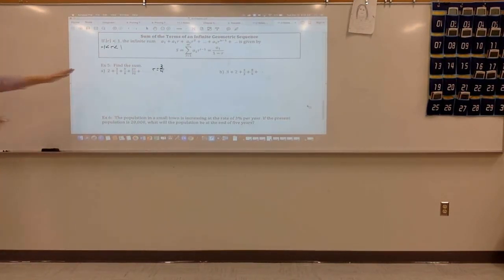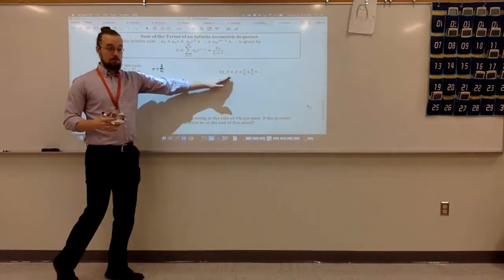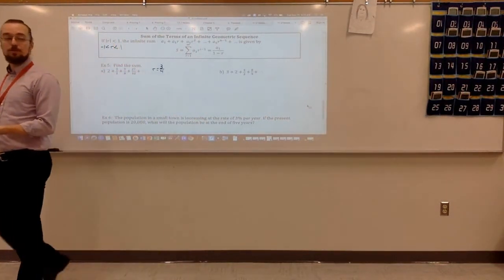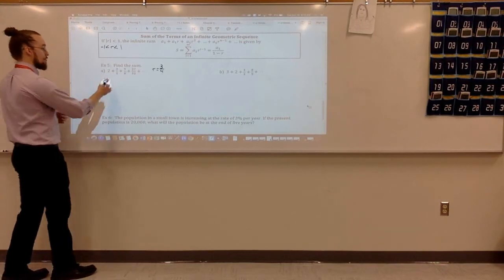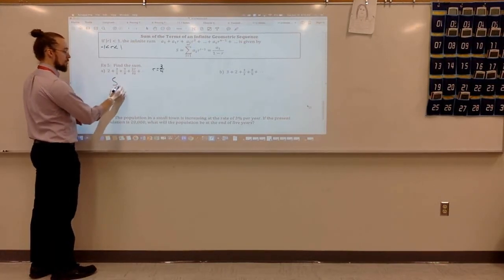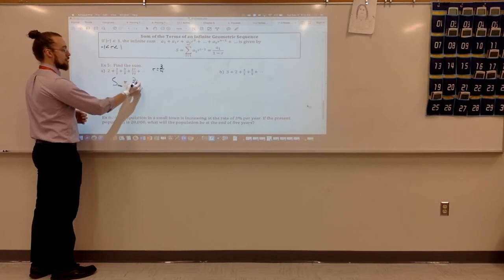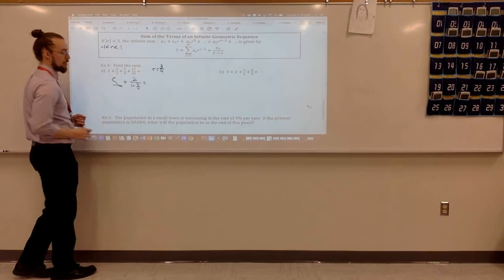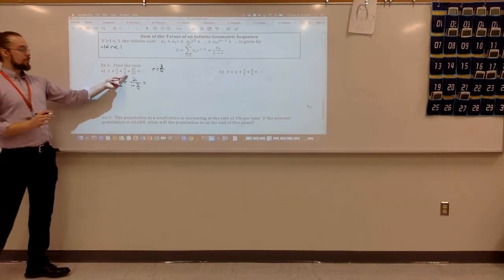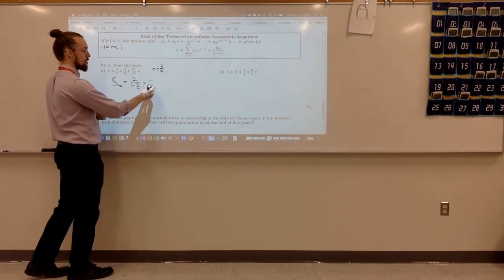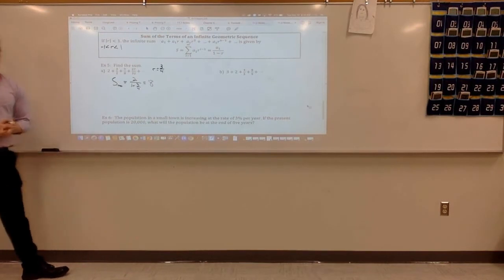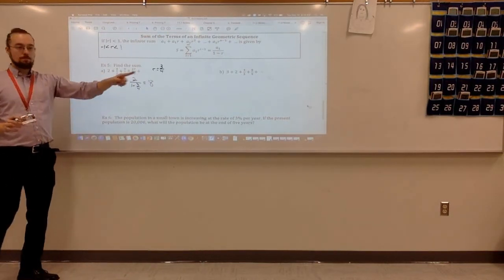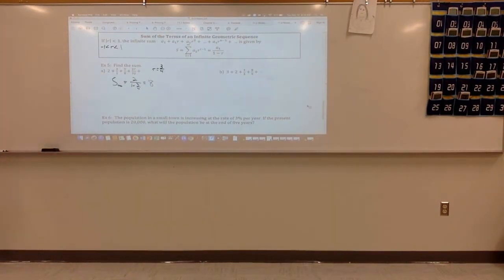So if I add all of these numbers up to an infinite number of terms, I will get a finite value. So my infinite sum is going to be the first term over 1 minus the common ratio. So 2 divided by 1/4 is 8. I can add these numbers up forever.